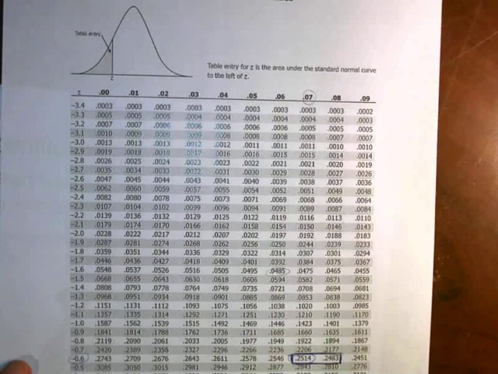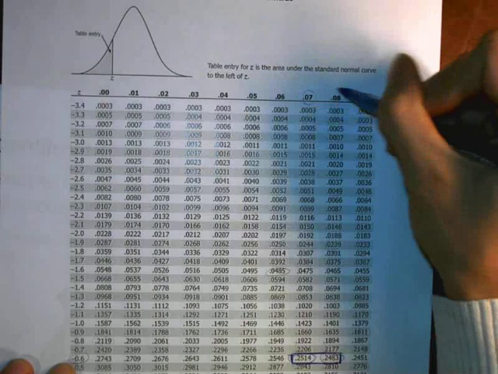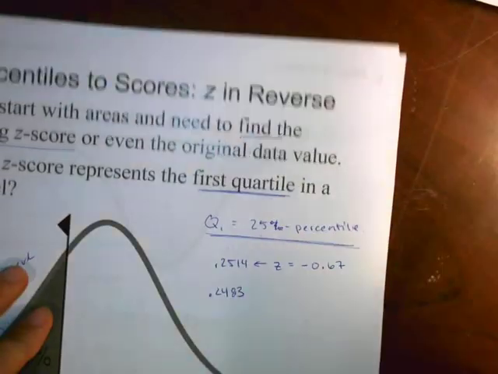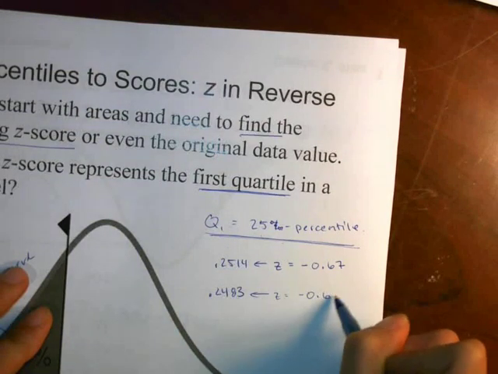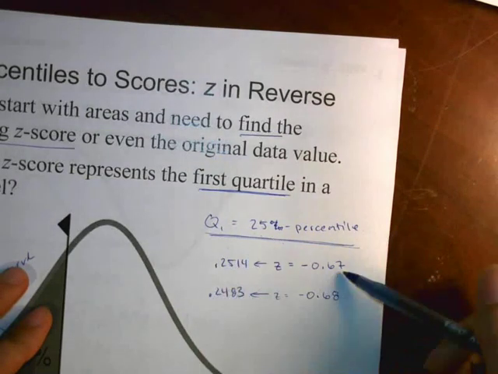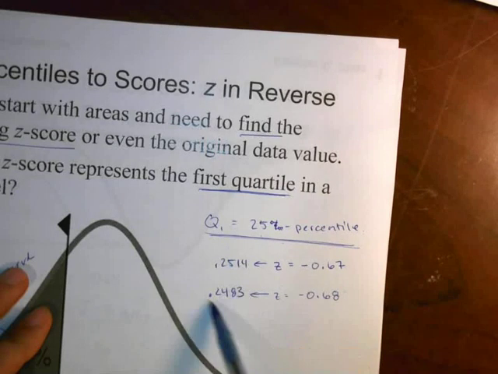Now if I go do the same thing for this other value, here's my 0.2483, and the z value that corresponds to 0.2483 is negative 0.6, and then I follow this up to the top, and that's 0.8. So negative 0.68 is the other z value. So the actual z value that corresponds to the 25th percentile is going to be between these two numbers.